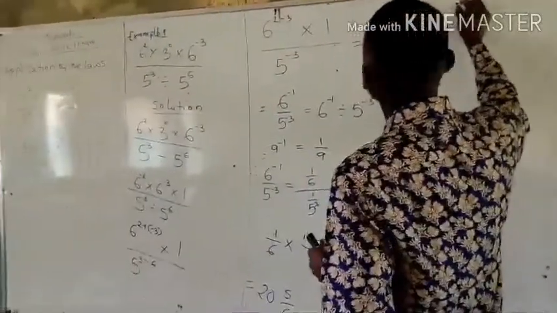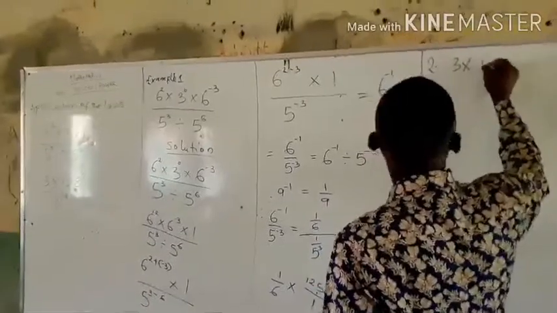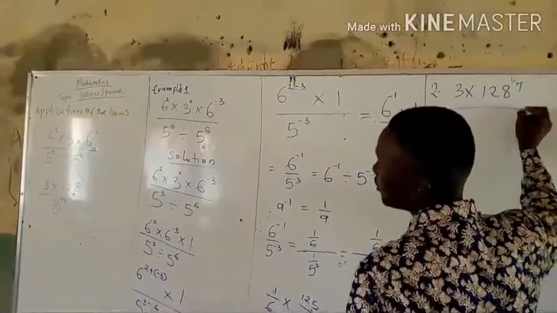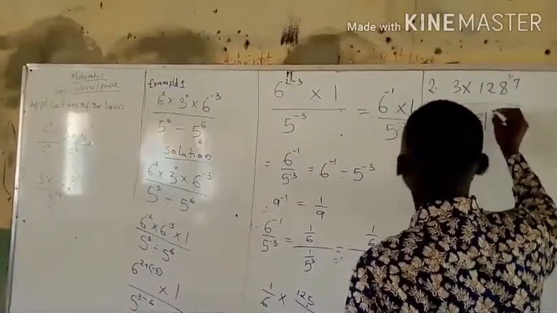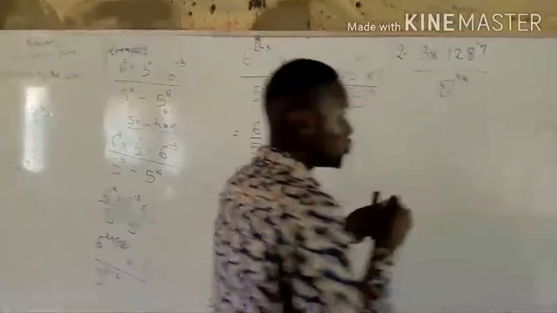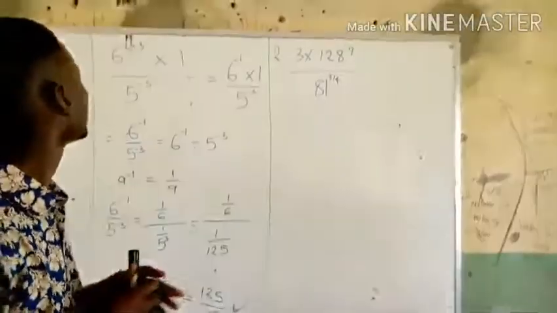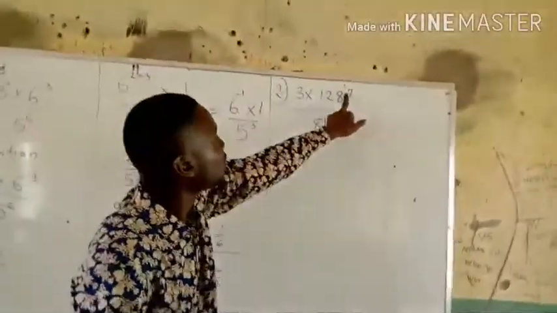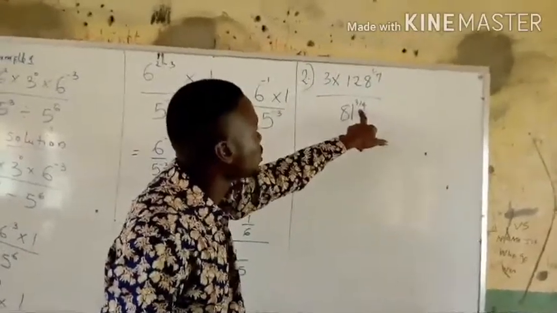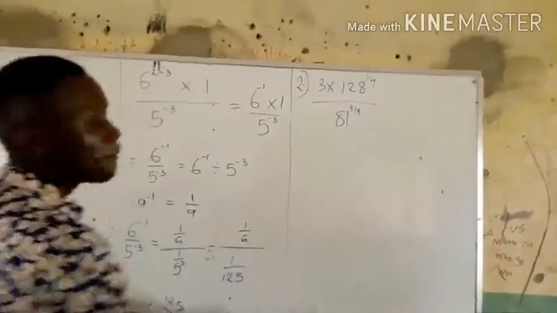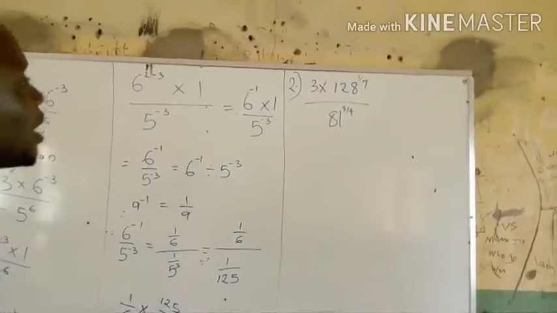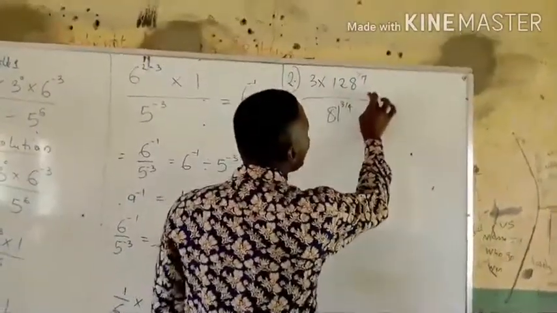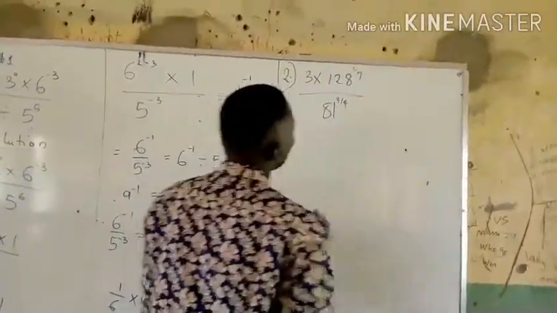Example 2 says 3 times 128 raised to power 1 over 7 all over 81 raised to power 3 over 4. Now you can see from this example 2 here that the fractional power law is here, the fractional power law is also here. So we can apply this. Yes, we can apply and solve. So let's start from simplifying this one.